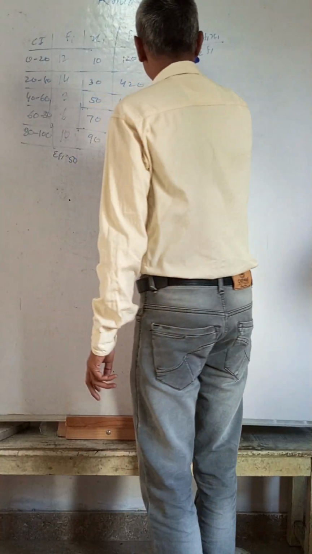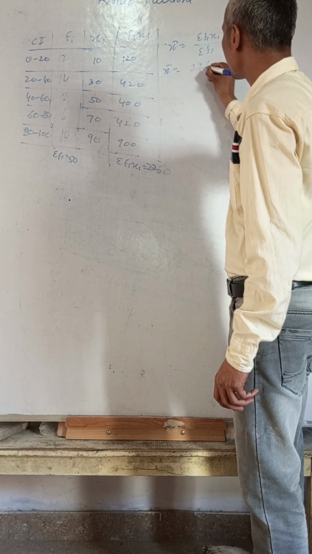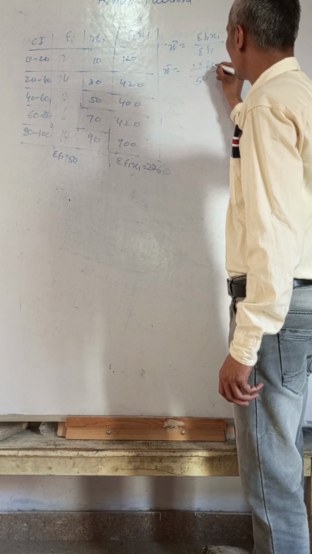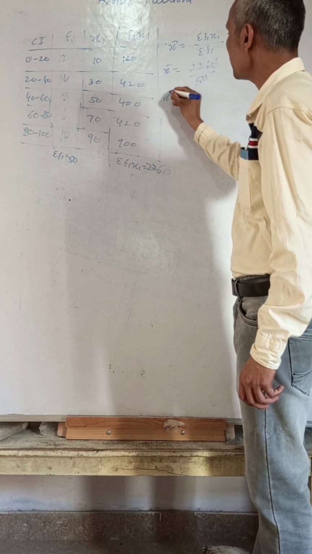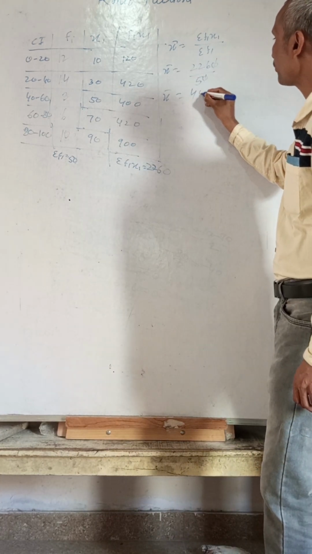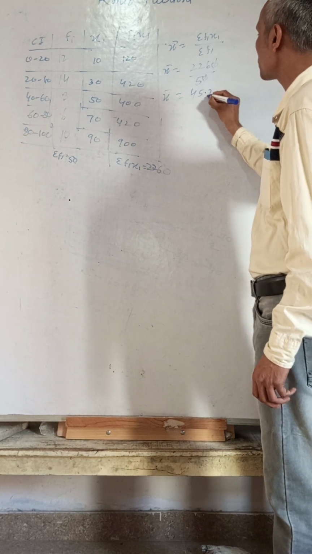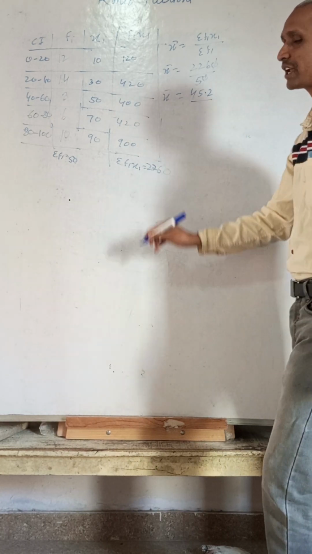Now, putting into the formula, x bar is equal to what? How much? 2260 by 50. 0, 0 cancel. Then x bar is equal to what? You are dividing it. 4 5s are 20. 4 5 5s are 25. And 0.1 remaining, that means 2. This is the mean of the given data.